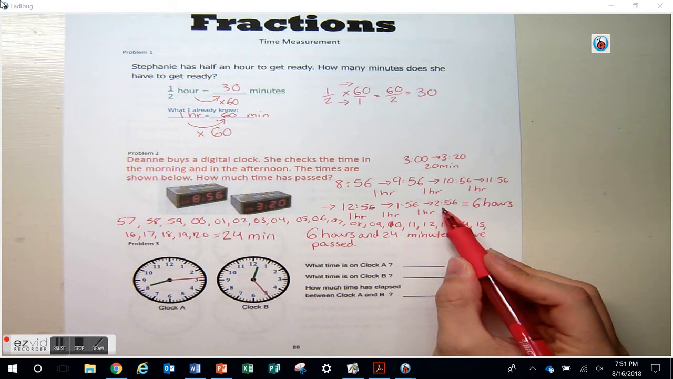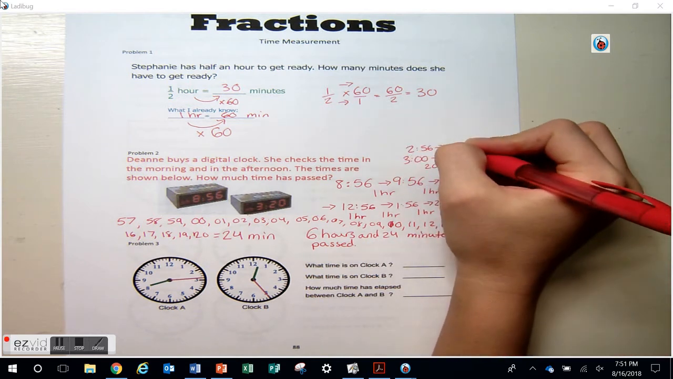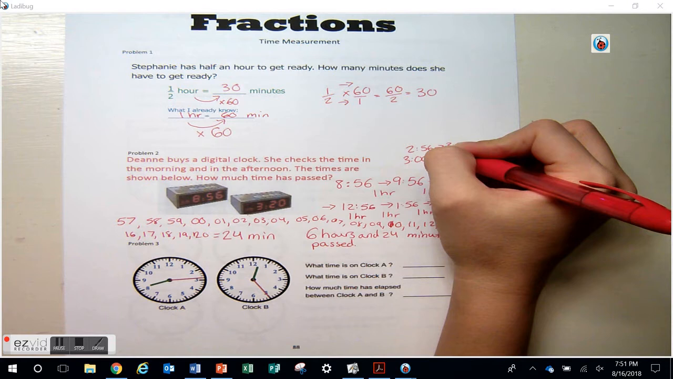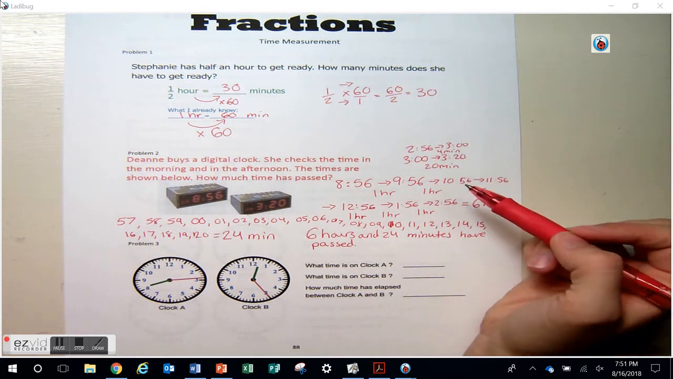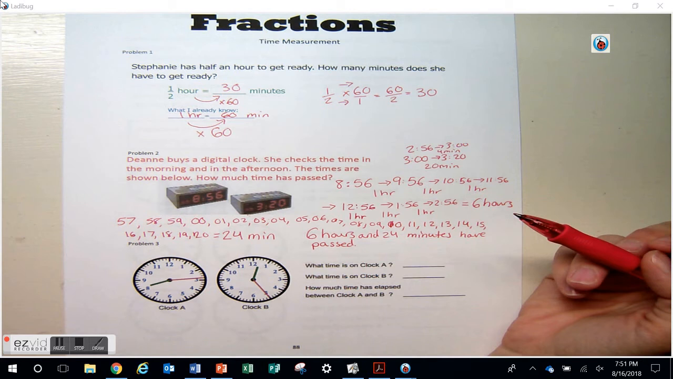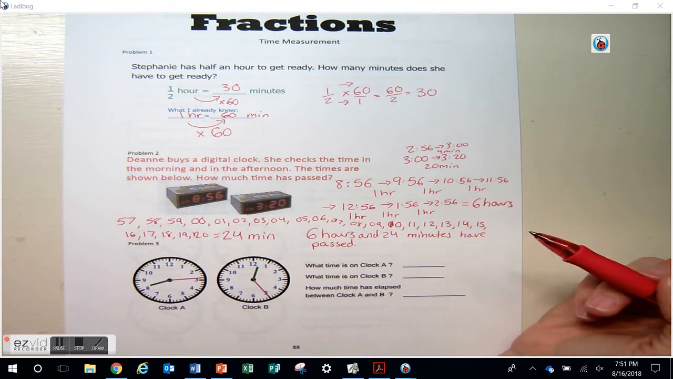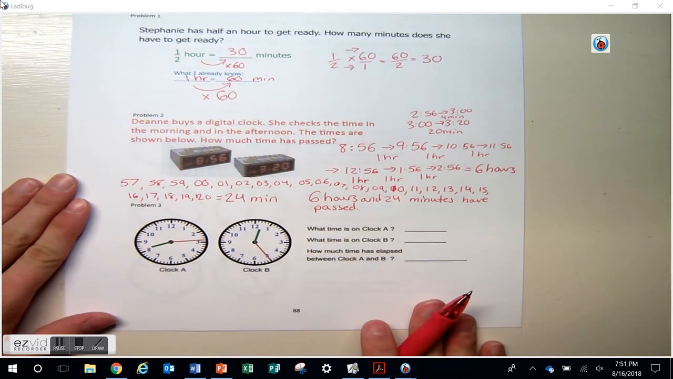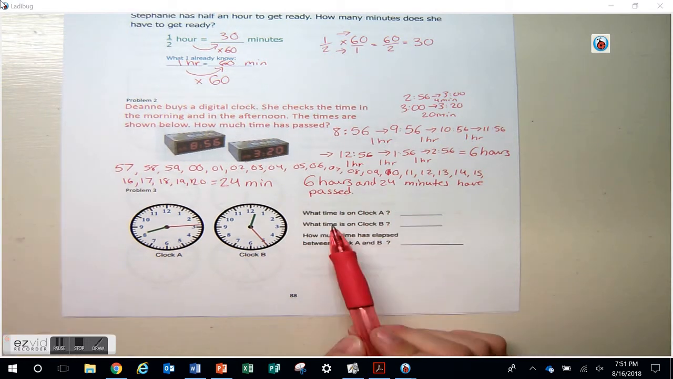Okay? And to get from where we ended here at 2:56 to 3 o'clock, well, that's 4 minutes. And some of you saw that if I put these together, that's a total of 24 minutes, not including the hours. Is it okay that we do it that way? Absolutely. That is a great way to do it. You have to use the method that is right for you.